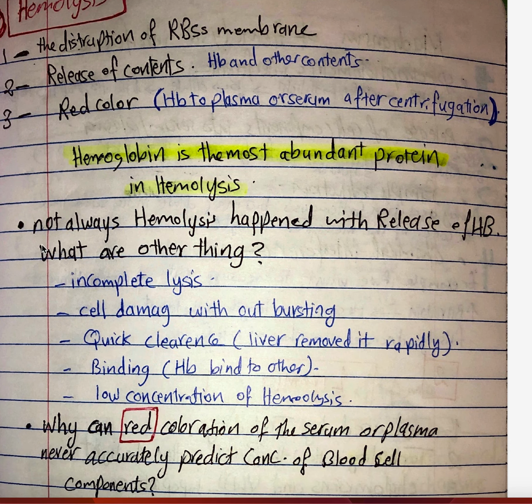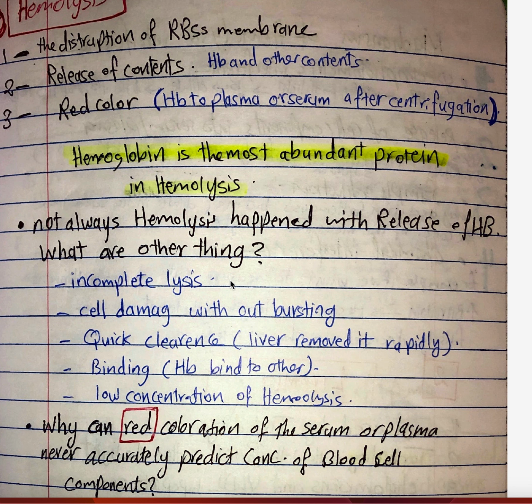And the question is, hemolysis does not always happen with the release of hemoglobin. Maybe hemolysis happens, but there is no release of the hemoglobin outside. Why? Because maybe, first, incomplete lysis: the RBCs break down, but the hemoglobin doesn't go out. Or maybe cell damage, but there is no bursting. The cell is completely not working, but there is no bursting. No bursting means the contents are not outside.